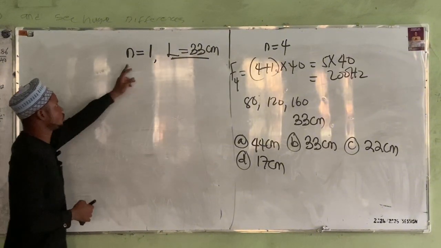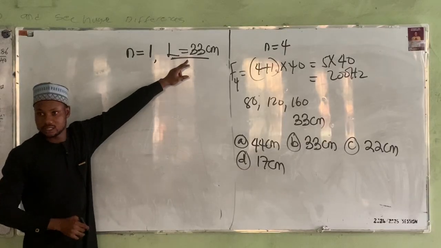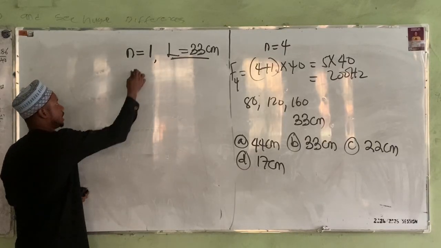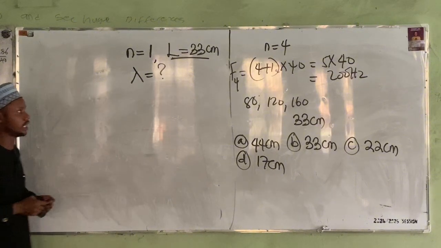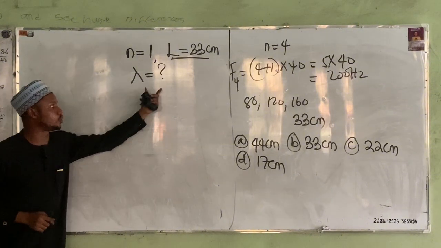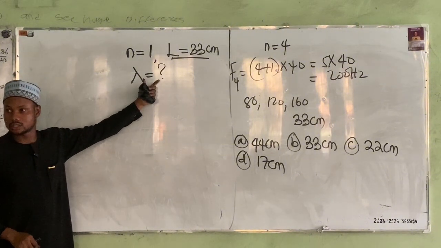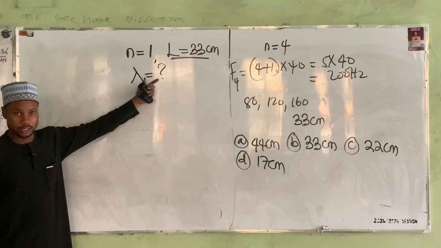Okay, wait. n is equal to 1, L is equal to 33, right? And we are asked to calculate this lambda here. Please take note of this. We are asked to calculate the lambda, but this lambda in terms of what? First overtone. Am I correct? In terms of first overtone.